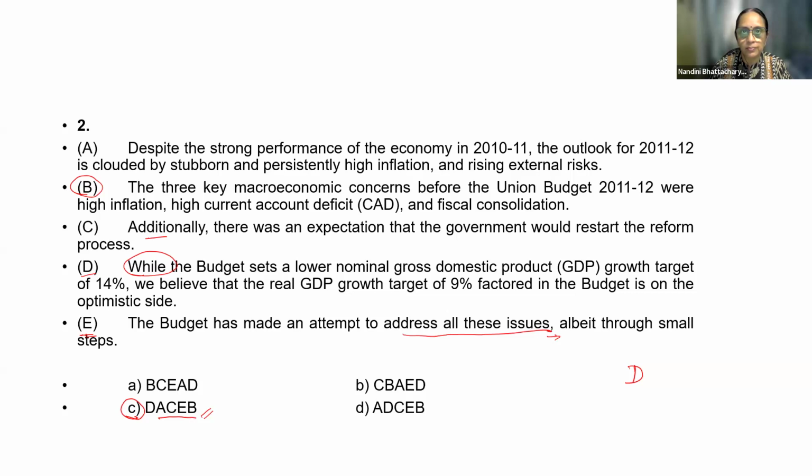the sequence. So if D is your introductory sentence, while the budget sets a lower nominal gross domestic product growth target of 14%, we believe that the real GDP target of 9% factored in the budget is on the optimistic side. So what is it doing? It's setting up a contrast with while. The budget sets a lower nominal GDP growth of 14%, but the real GDP target of 9% is on the optimistic side.